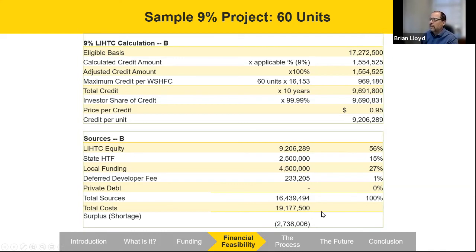So that's just one way. The price, of course, could be another way that is reduced. How much equity you get per unit can be a difference. And of course, if this is a 4% number instead of a 9% number, again, you have a bigger gap to fill.